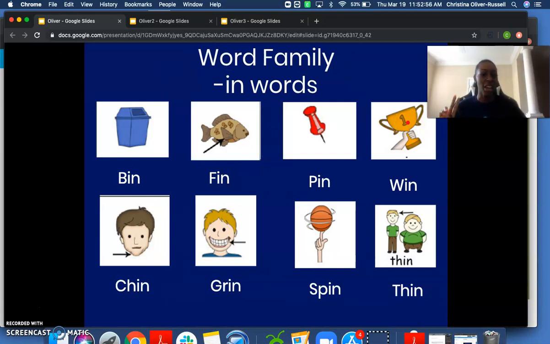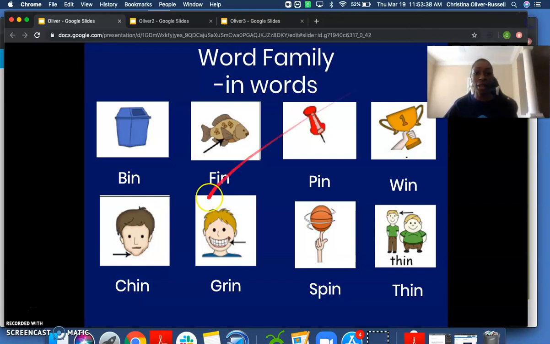So scholars, in our last 2 videos, we talked about the word family IP. What sound does IP make? That's right, it makes the I sound. Words like rip, words like zip, lip, clip, all have IP in it. It all has that I sound. Now we're moving on to a new word family. We're moving on to the IN word family. The IN word family makes the I sound. What sound does it make? Awesome job. It makes the I.